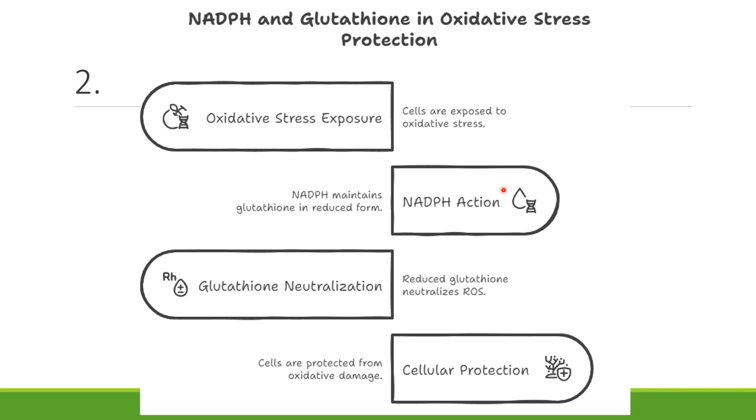NADPH is required for maintaining the glutathione in reduced state. So in red blood cells and other cells, when they are exposed to oxidative stress, then NADPH helps maintain the glutathione in reduced form. Reduced glutathione protects the cells by neutralizing the reactive oxygen species, ROS, like hydrogen peroxide, and preventing them from damaging cellular proteins, lipids, as well as DNA.